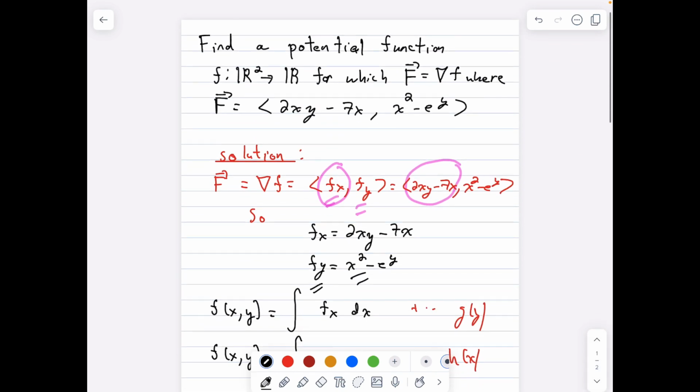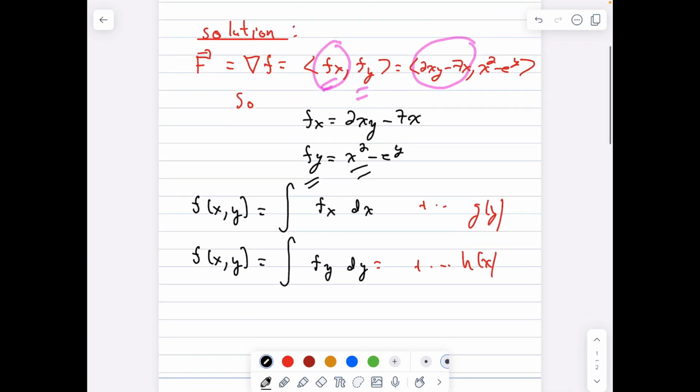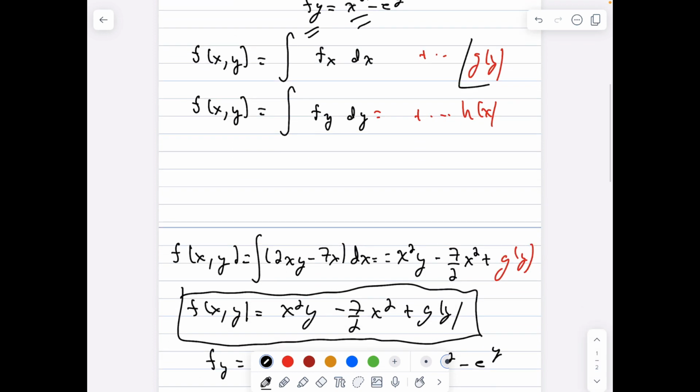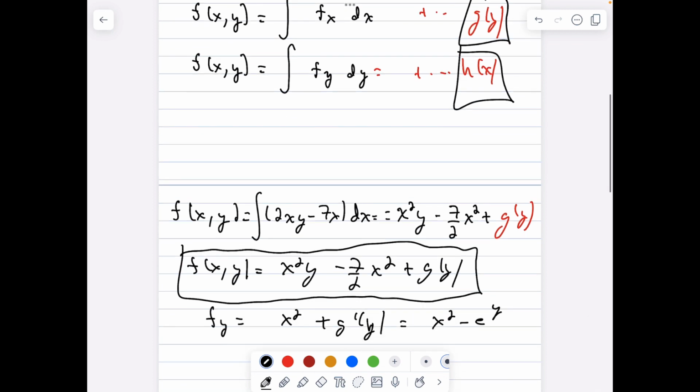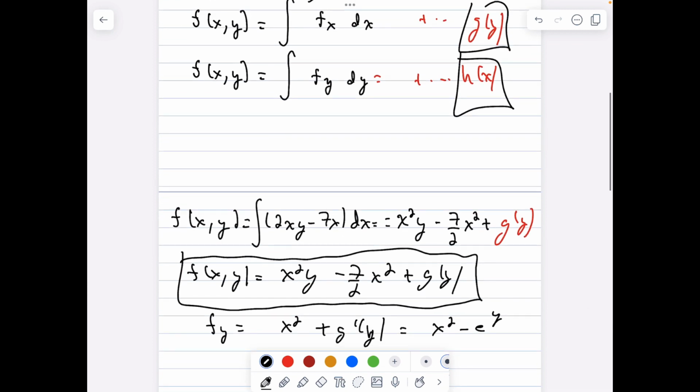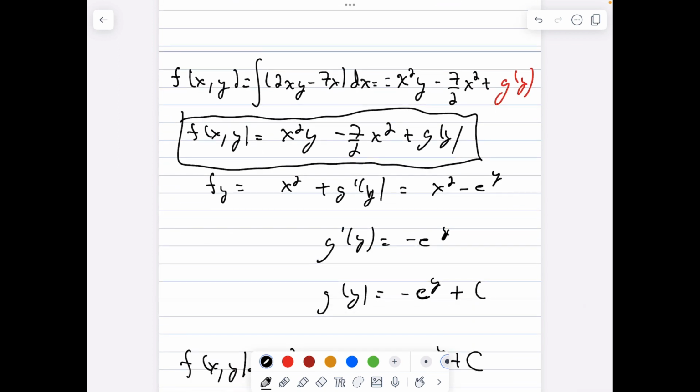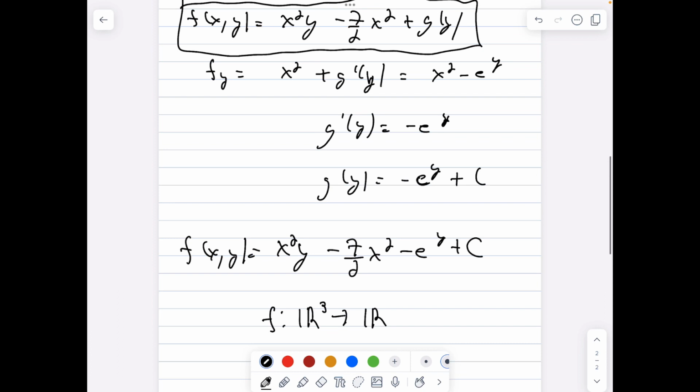When you're looking for a potential function, you're setting the components of the vector field f equal to either fx or fy, and you choose one to integrate. It's up to you. And once you integrate, you need to find what the function g of y is, or h of x, or whatever you want to call it. And you do that by taking your result that you just got after integrating and taking the derivative with respect to the variable that you didn't integrate with respect to. In this case, we integrated with respect to x, so I take it with respect to y. And you have an equation which you try to solve, and that's it. And that is your potential function.